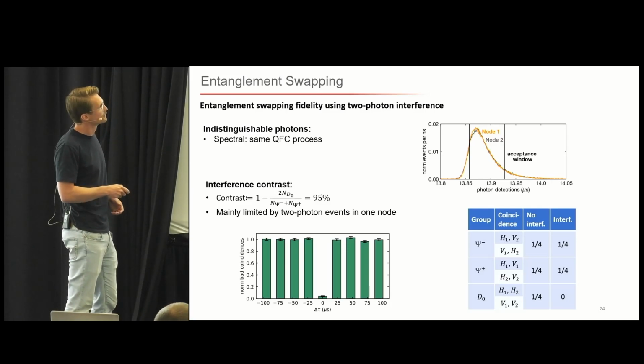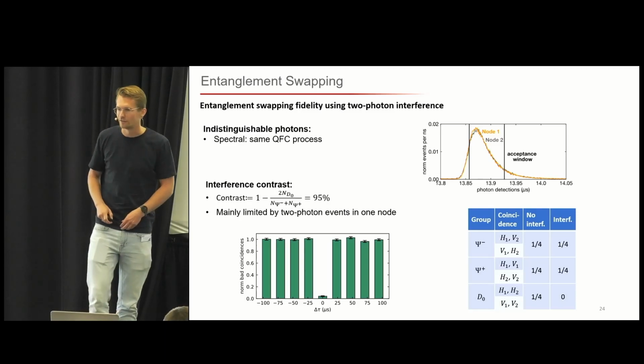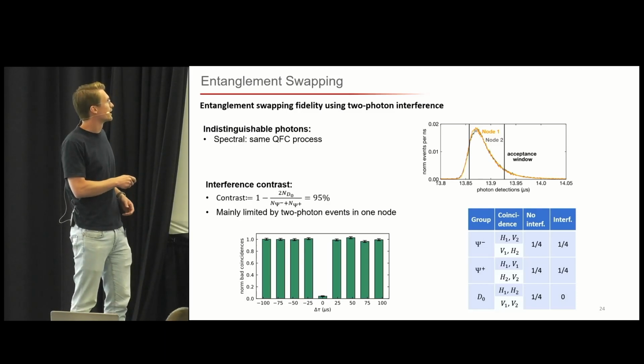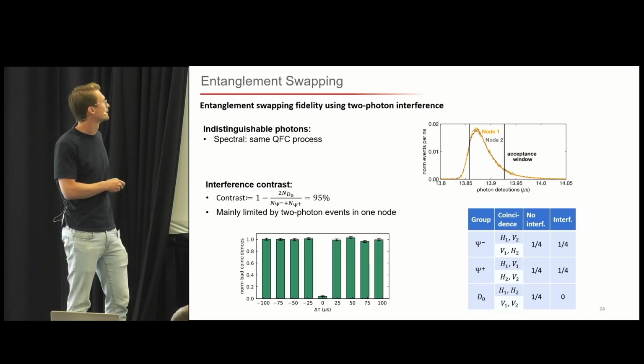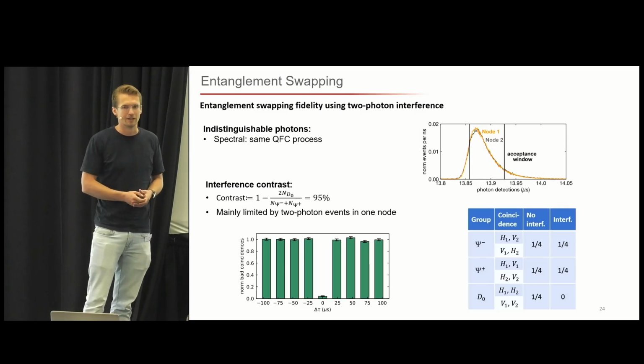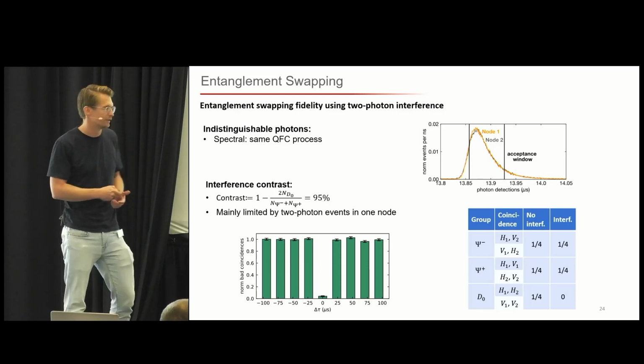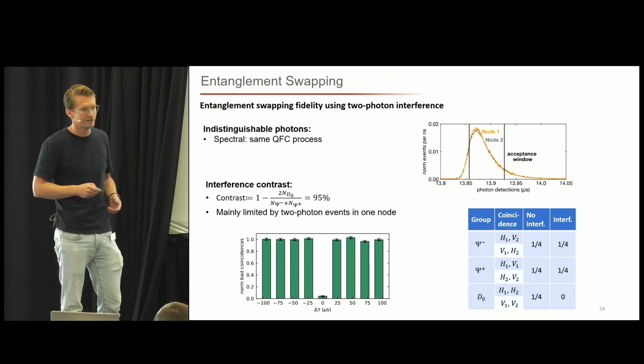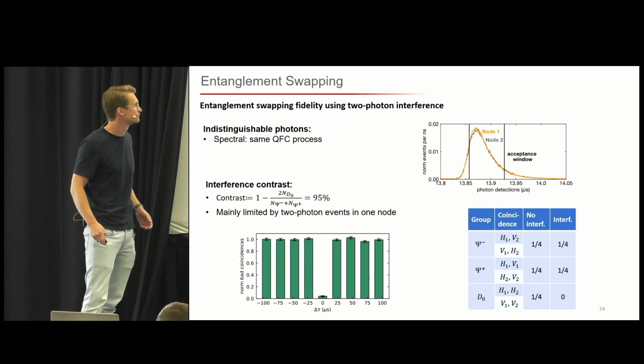Here you see the photon shape, and you see that we can nicely overlap our two photons. And we get here an interference contrast of around 95%. Here we still have some of these two-photon events that I talked about before, so this reduces the number. And we have a tiny bit of noise from the converters that also reduces this number a bit. So this is not yet corrected for noise.